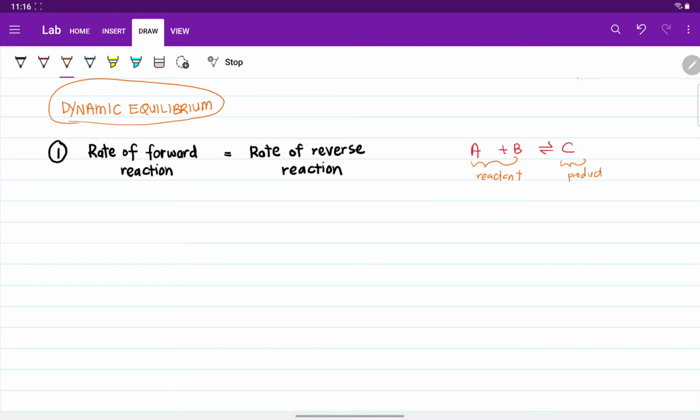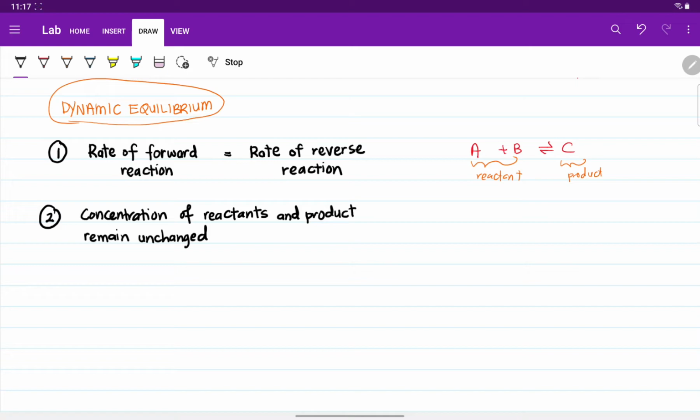Okay, dia akan stop the forward and reverse reaction. Maksudnya, bukanlah stop. Kadar tu akan jadi seimbang, okay, bila dia capai dynamic equilibrium. Yang mana kita kata rate of forward reaction is equal to rate of reverse reaction. And this come to the second criteria. Okay, rate of forward reaction will equal to rate of reverse reaction pada masa dan ketika bila this second criteria, yang mana concentration of reactant and product remain unchanged.